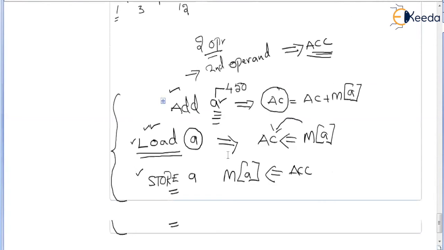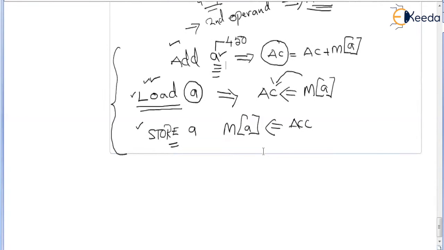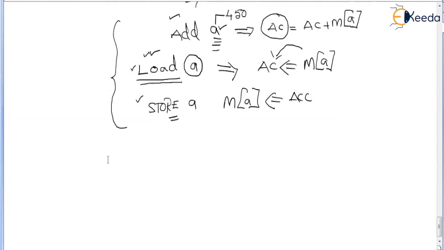There are two address instructions also. What are our two address instructions and three address instructions? Let us see. Let me write that. Two address instructions. Let us see how these two address instructions are going to execute.